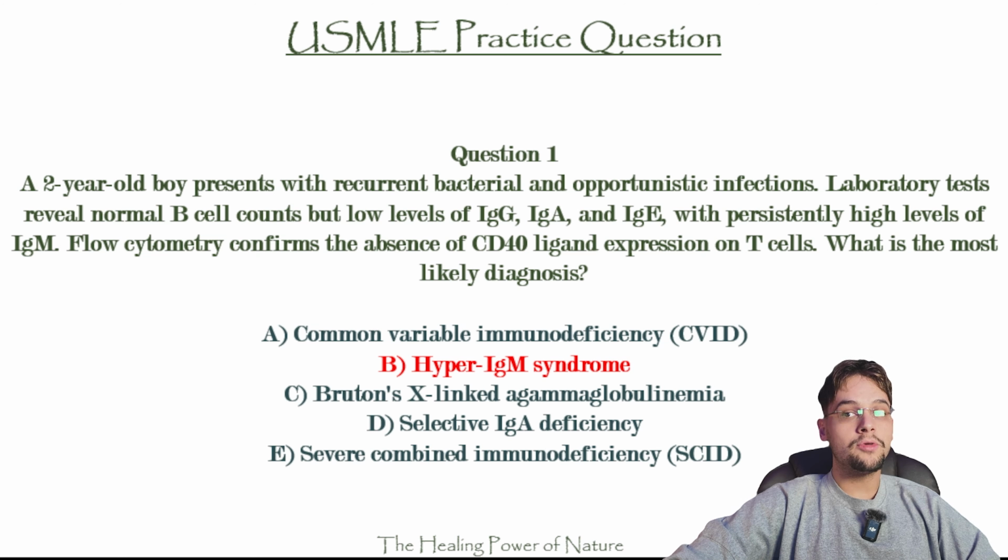A common variable immunodeficiency presents later in life with low immunoglobulin levels but normal B cell numbers. Bruton's X-linked agammaglobulinemia presents with low B cell counts due to a BTK gene mutation preventing B cell maturation. Selective IgA deficiency is characterized by isolated low IgA levels with normal IgG and IgM levels. Severe combined immunodeficiency disorder is a combined B and T cell deficiency, typically presenting with severe infections in infancy. If you don't know any of these specific diseases, I recommend you go check out the rest of our videos.